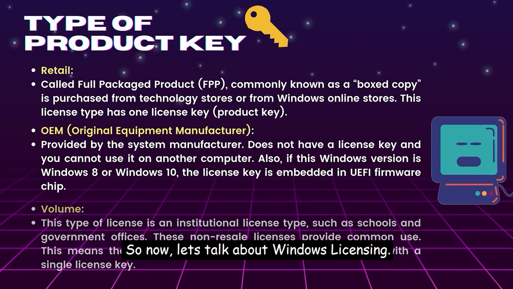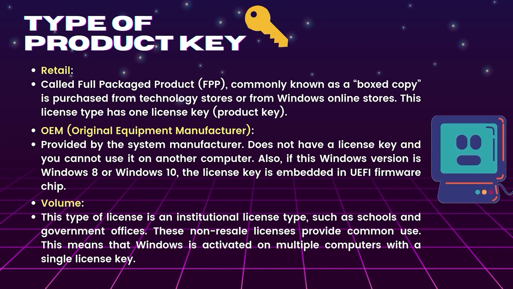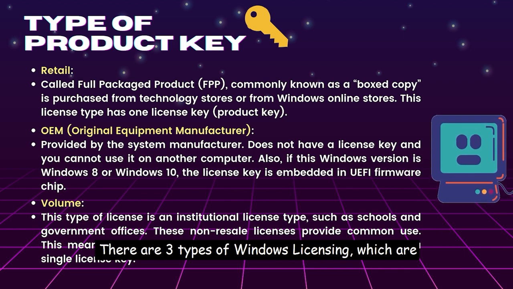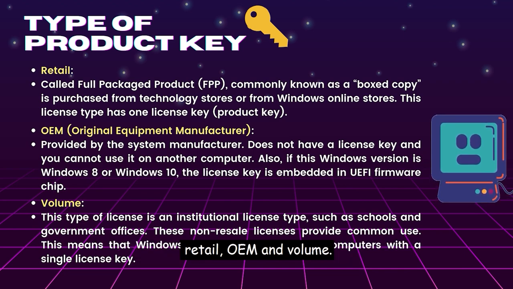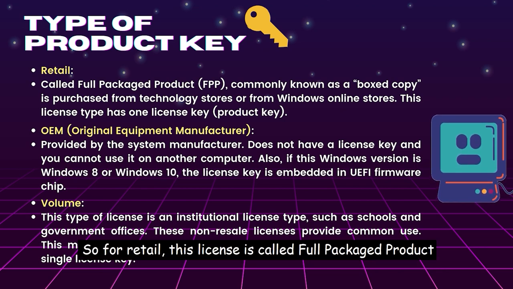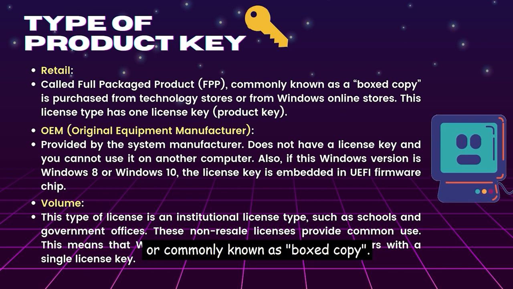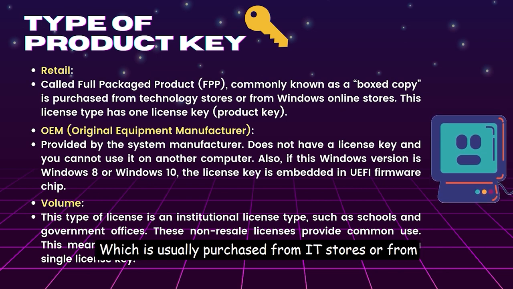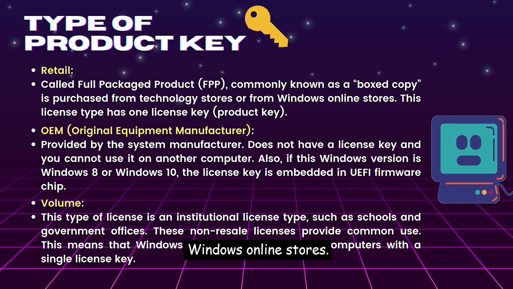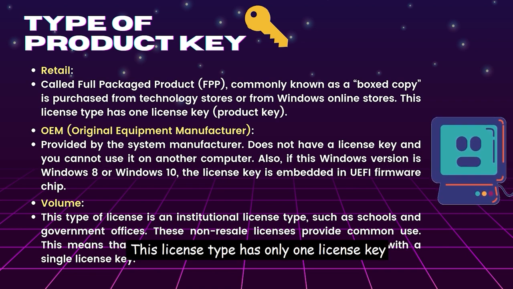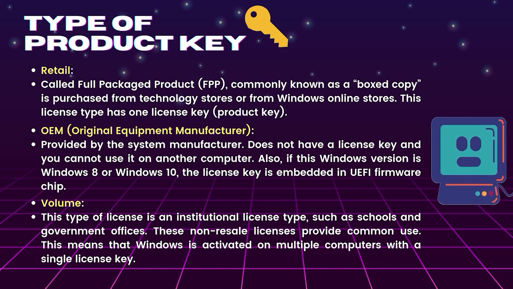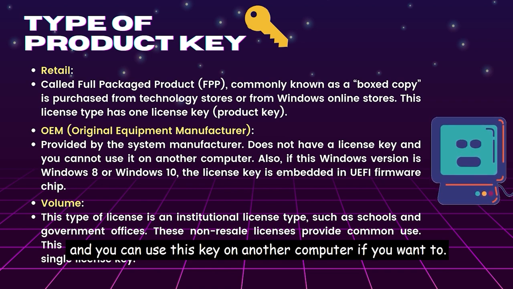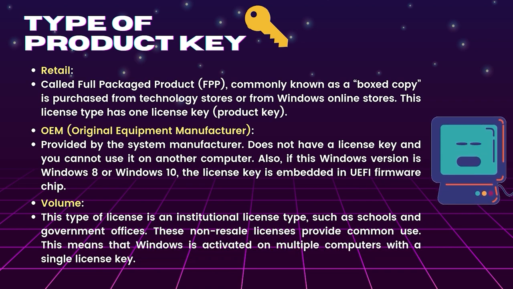So now, let's talk about Windows licensing. There are three types of Windows licensing, which are retail, OEM, and volume. So retail, this license is called full package product or commonly known as boxed copy, which is usually purchased from IT stores or from Windows online stores. This license type has only one license key, and you can use this key on another computer if you want to. The second one is OEM.